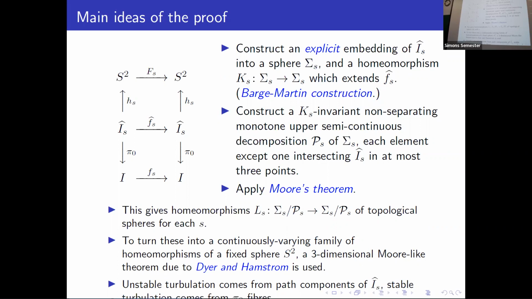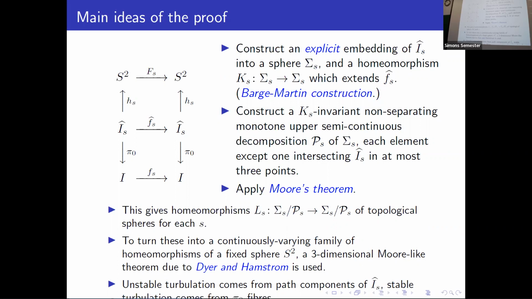That's actually done in a different paper by Barge and Martin, which gives a very general way of embedding inverse limits and natural extensions into surface homeomorphisms. Then, sitting inside the sphere, we've got this embedded copy of the complicated space, the inverse limit. If you know about Moore's theorem, this is going to be a Moore's theorem type argument, where we get an invariant, non-separating, monotone, upper semi-continuous decomposition of the sphere, and every element, except for the exceptional one, intersects the inverse limit in between 1 and 3 points. So when we quotient by that decomposition, the quotient on the inverse limit is going to identify between 1 and 3 points.